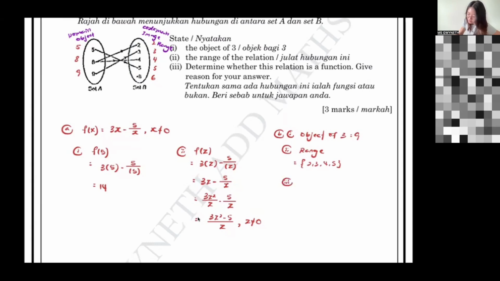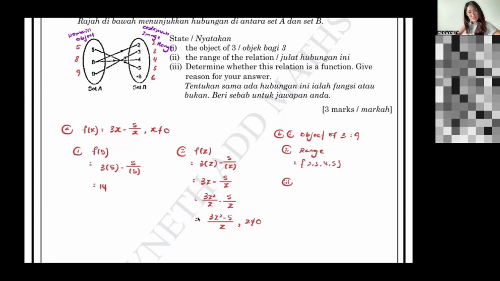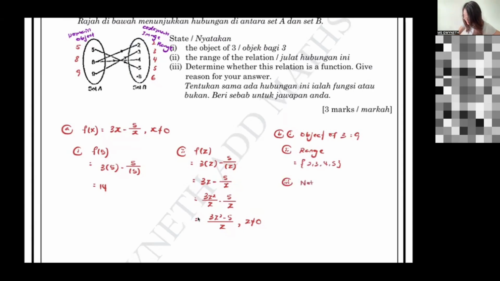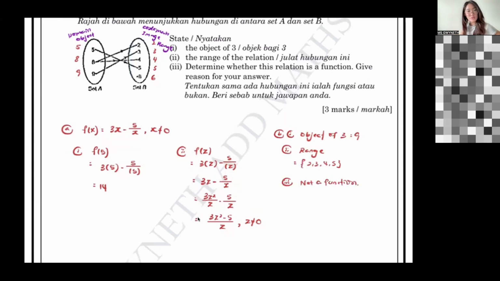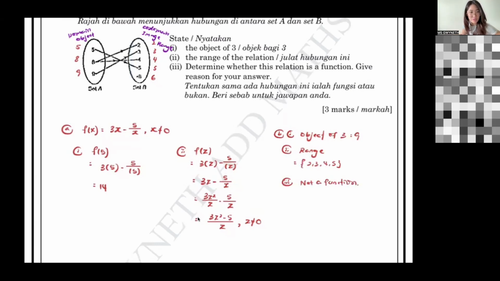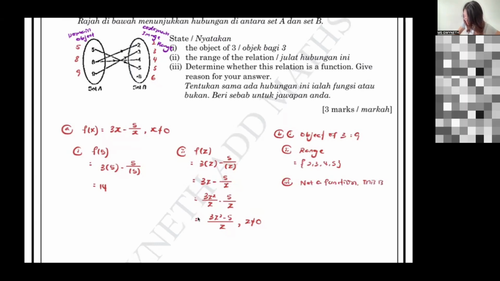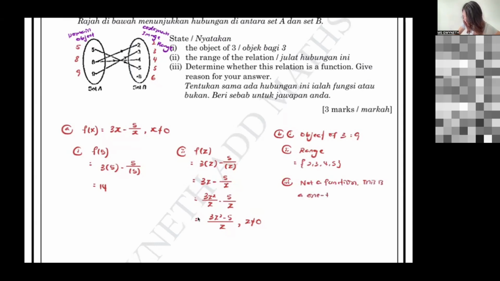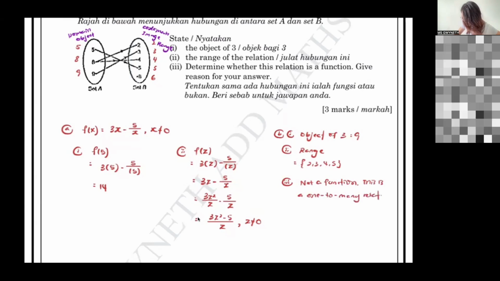Number 3. Okay, determine whether this relation is a function. Yes or no? Give a reason for your answer. No, it is not a function. Why? What is your reason? Reason, you don't write an essay, yeah? You just write what you see. What is the relation over here? This is a one-to-many relation.